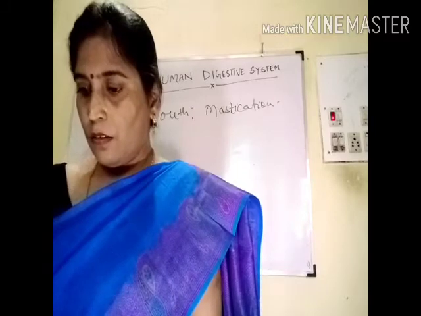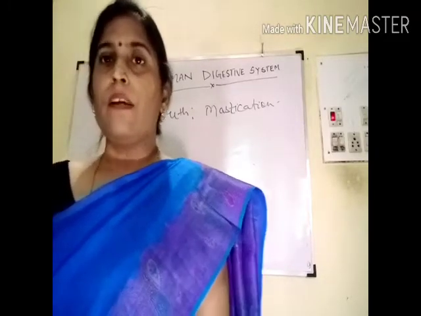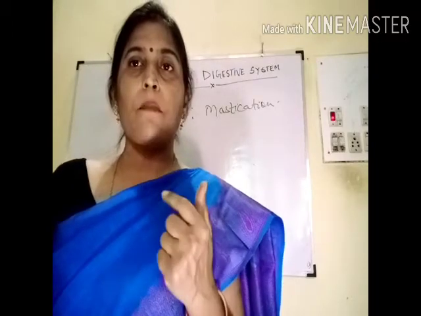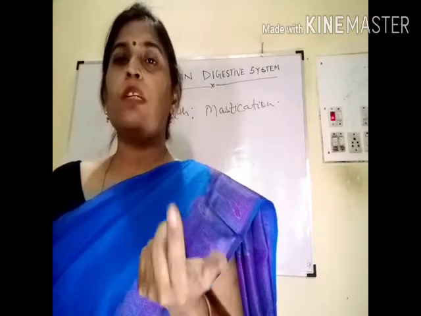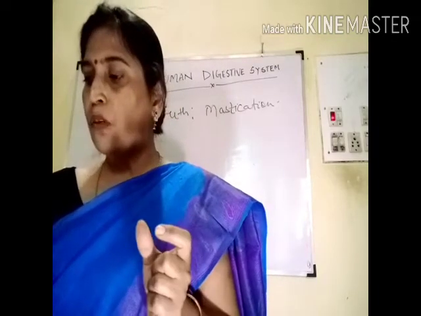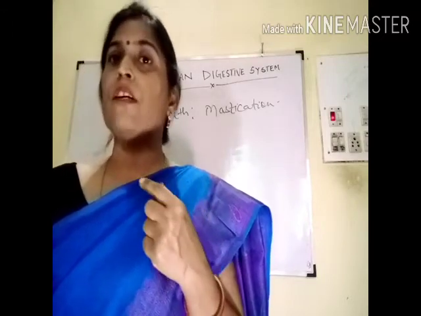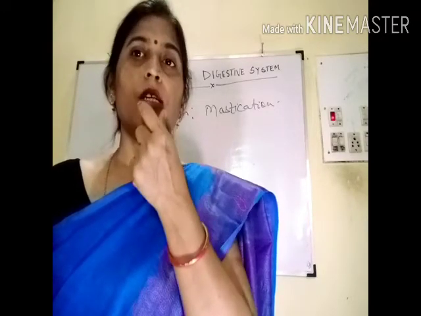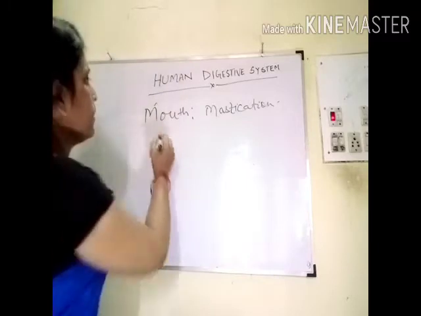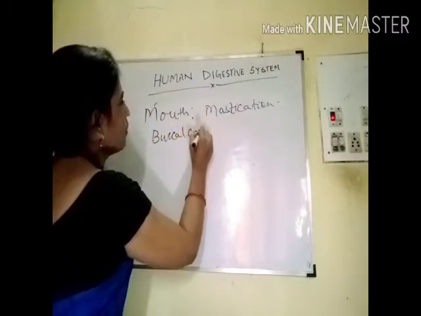Now the next structure: inside our mouth we have the tongue. So what is the function of the tongue? This tongue is a flat muscular organ attached to the back from the floor of the buccal cavity. This mouth is also called the buccal cavity.